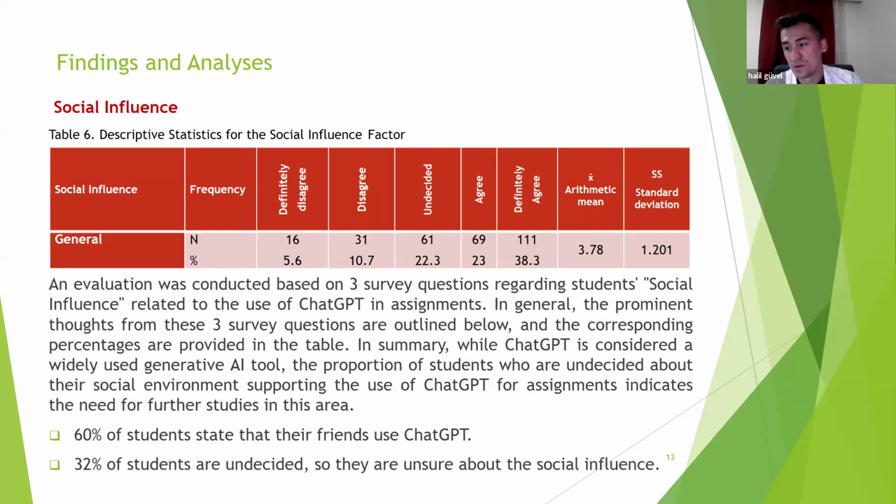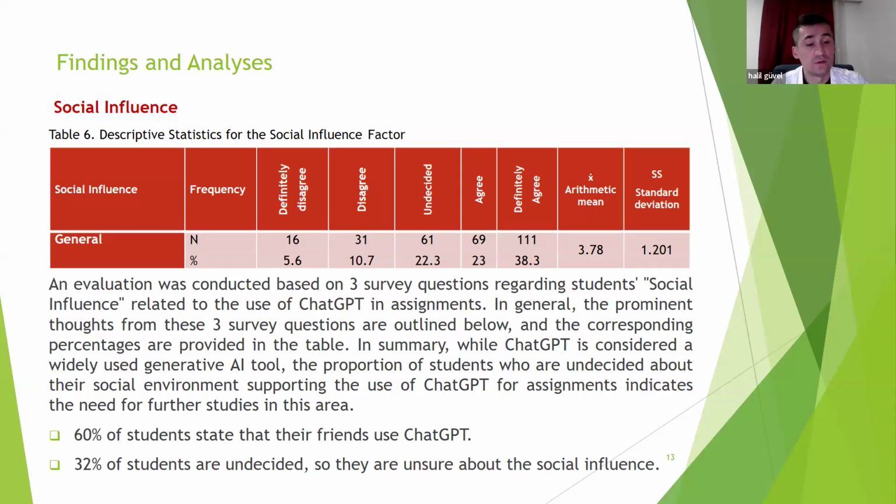Finally, the social influence factor consists of 3 questions. A similar result was seen. The social influence factor, just like the ease of use condition factor, shows indecision among students. In summary, while ChatGPT is considered a widely used generative AI tool, the proportion of students who are undecided about their social environment supporting the use of ChatGPT for assignments indicates the need for further studies in this area.